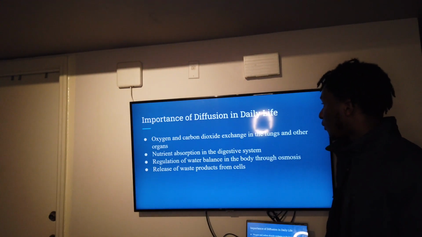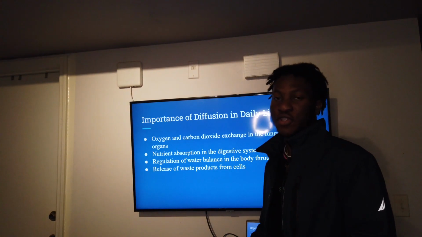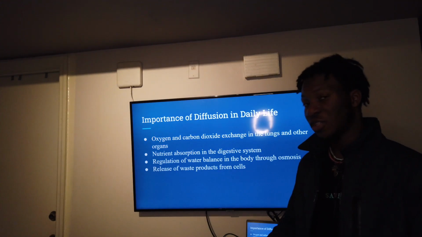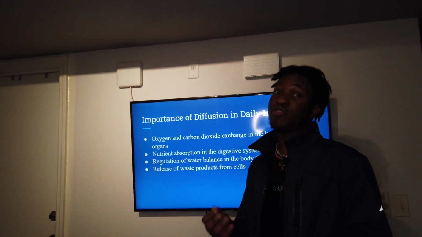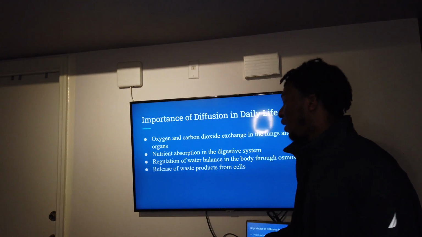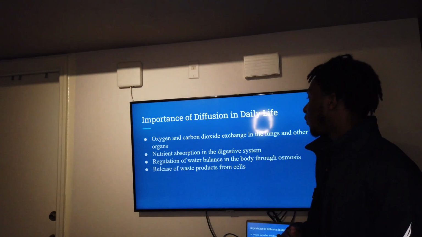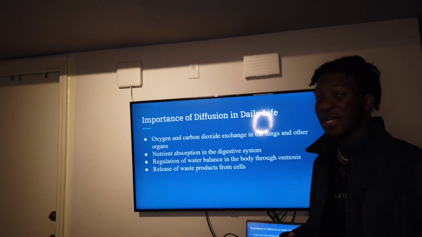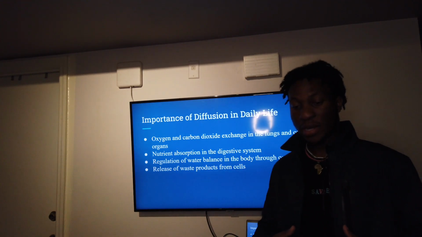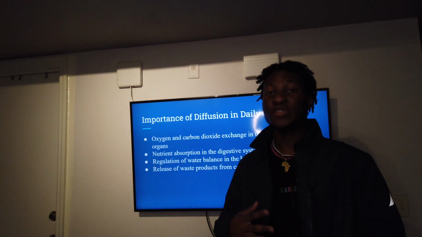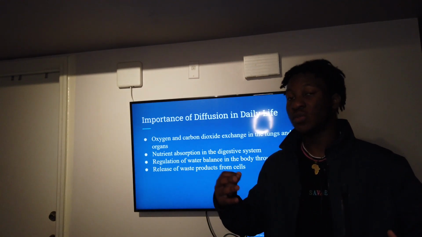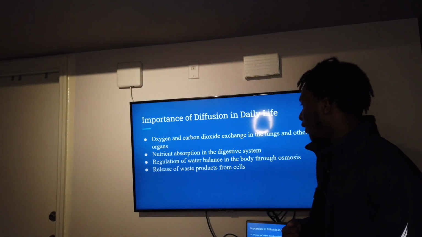Next. So what is the importance of diffusion in our daily life? Oxygen and carbon dioxide exchange in the lungs and organs. So as we're breathing in oxygen and breathing out carbon dioxide, diffusion is taking place. Nutrient absorption in the digestive system. So the nutrients will go from where there's a high concentration of nutrients to where the nutrient is needed more in the body. So from high concentration to area of low concentration.